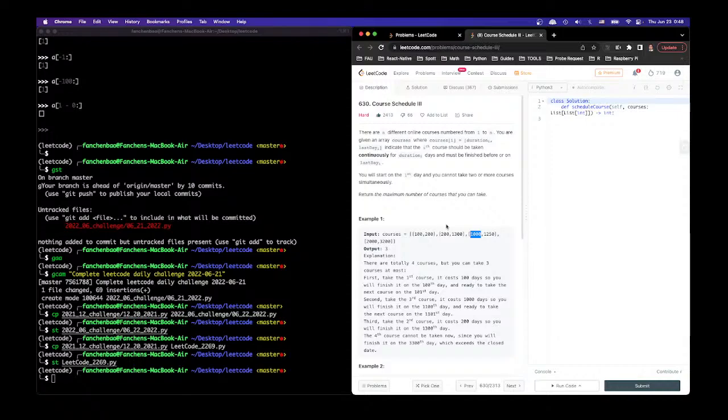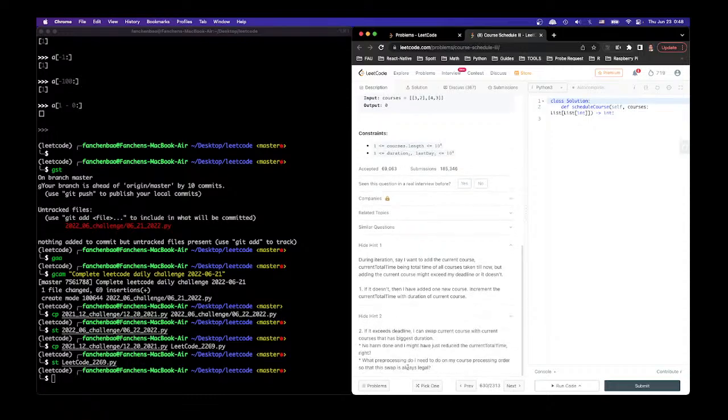How do you handle order? Hint number 2. If it exceeds the deadline, I can swap the current course with the course that has the biggest duration. So if it exceeds my deadline, I can swap with the current course that has the biggest duration. Biggest duration.